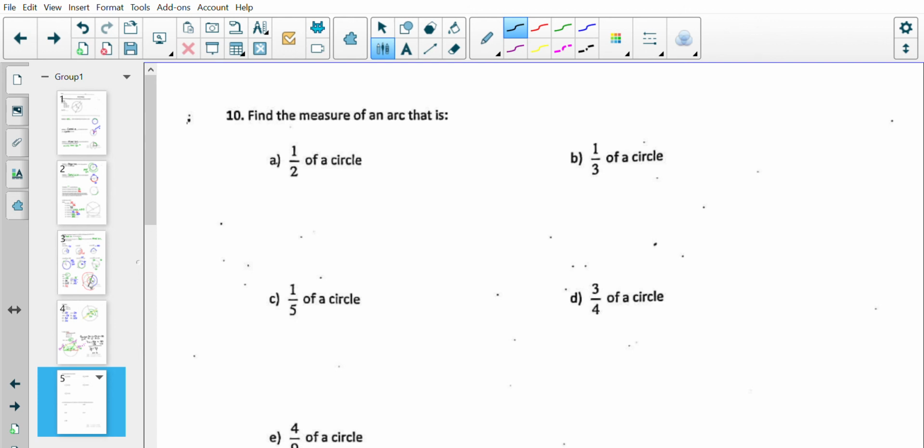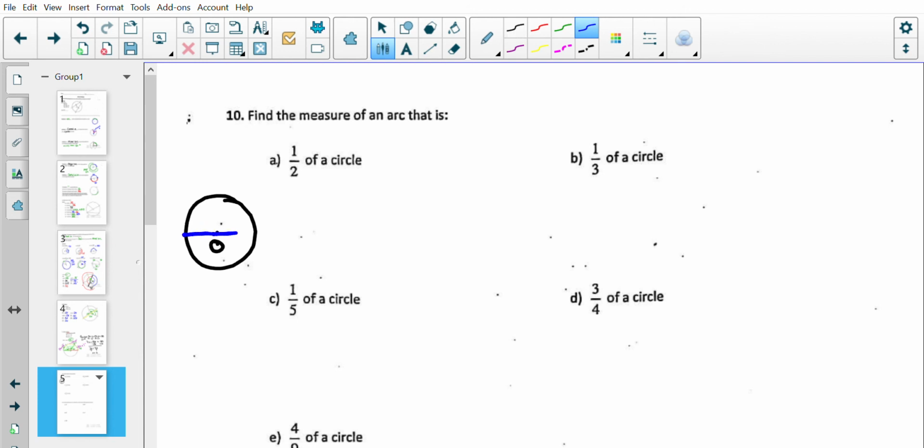So now we want to find the measure of an arc that is half of the circle. So what does this mean? You might want to get a visual going on here. So here's our circle O. They want an arc that's half the circle.